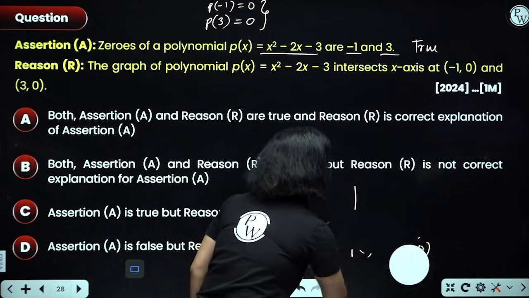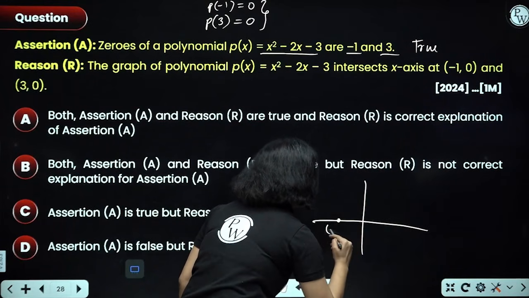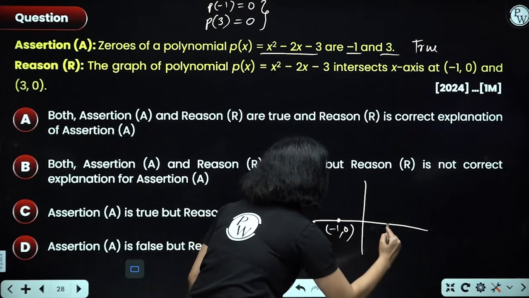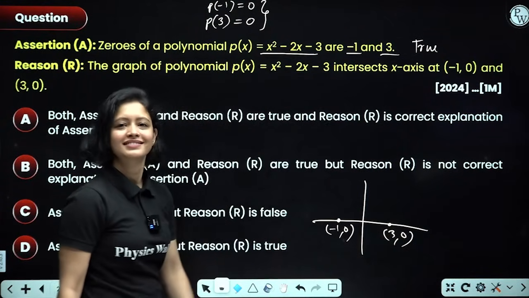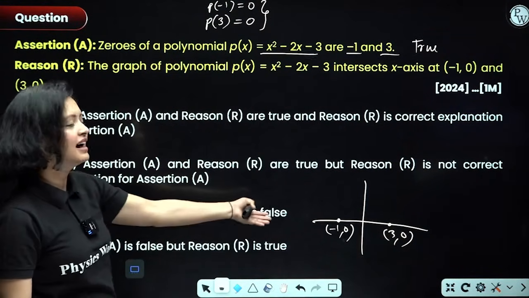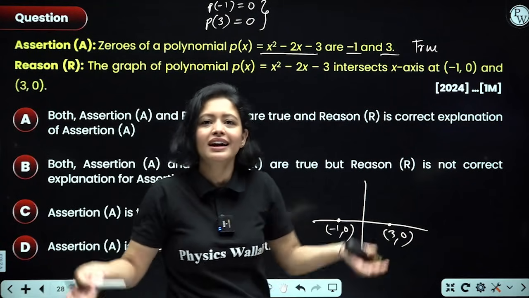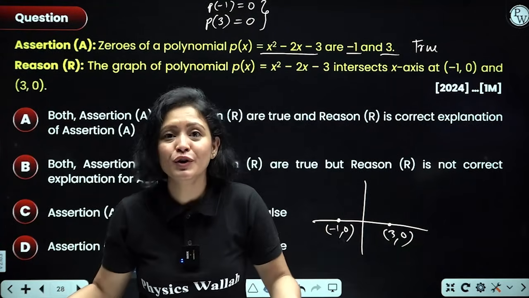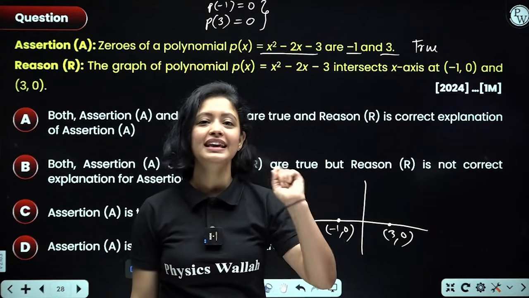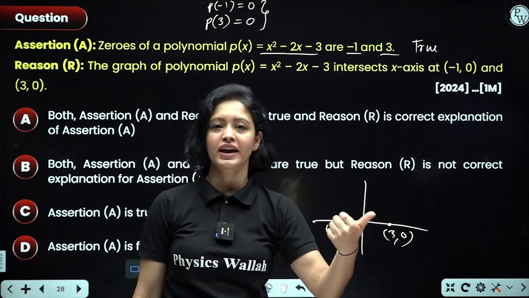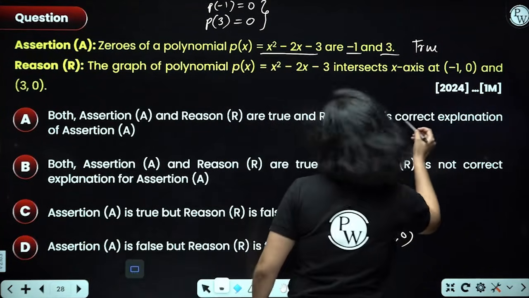Sorry, I'll just draw this again, my fault. Negative 1 will come here, na? So, when x is negative 1, this is becoming 0. When x is 3, it's becoming 0. Simple. So, yes, this is true. This is obvious. This is the definition, the geometrical meaning of the zeros of a polynomial. Right? For the zeros of a polynomial, the x coordinate would be the value of x and y coordinate would be 0. So, yes, reasoning is also true.